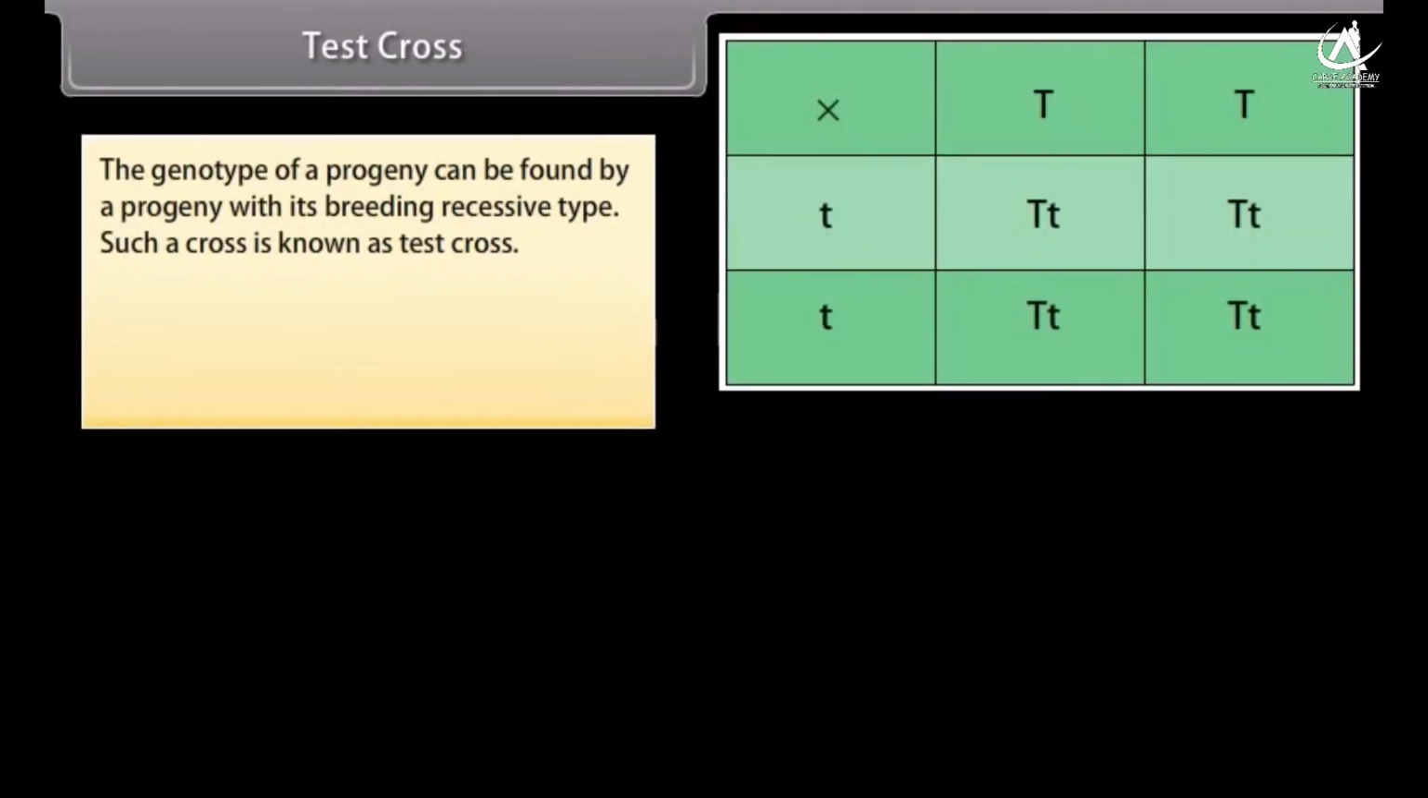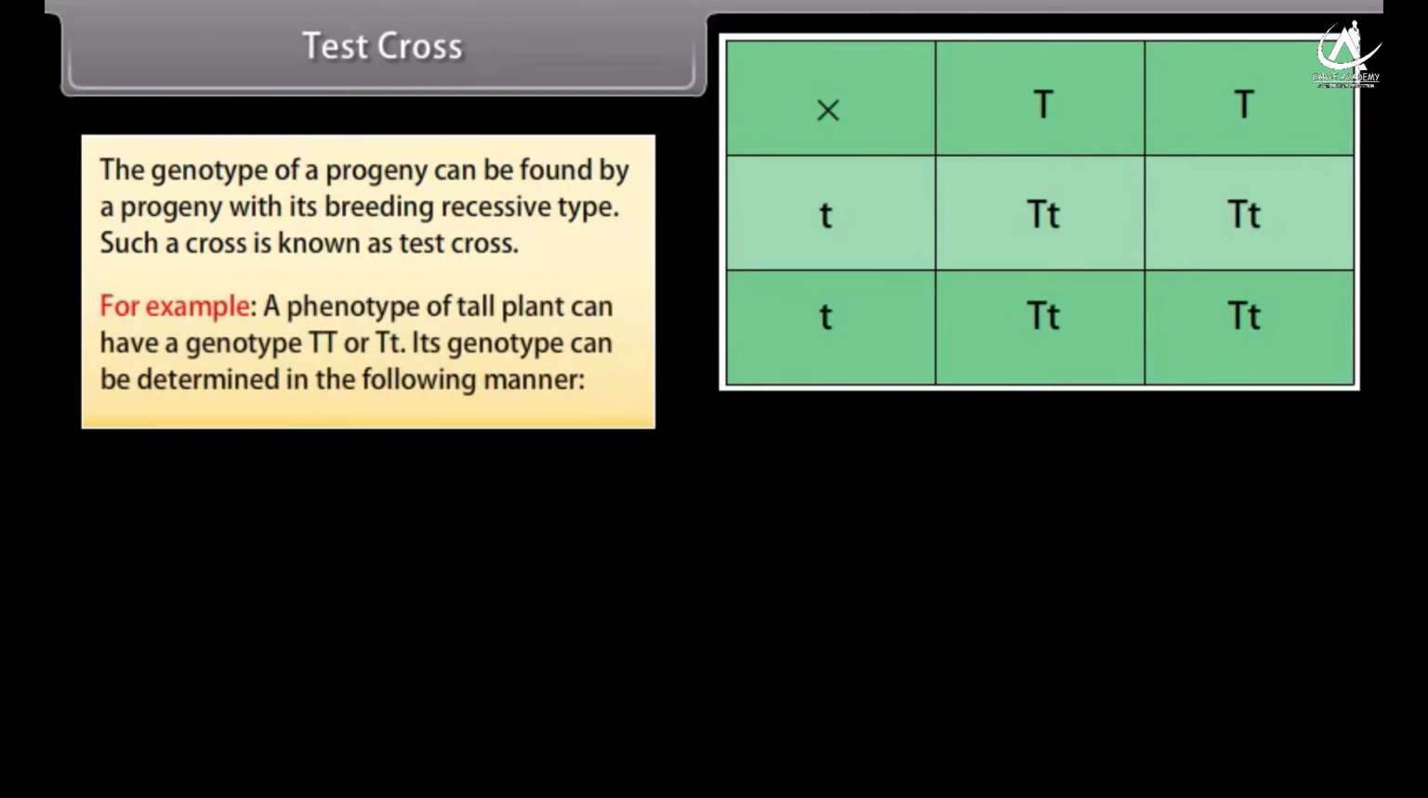Test cross. The genotype of a progeny can be found by crossing the progeny with its recessive type. Such a cross is known as test cross. For example, a phenotype of tall plant can have a genotype TT or Tt. Its genotype can be determined in the following manner.